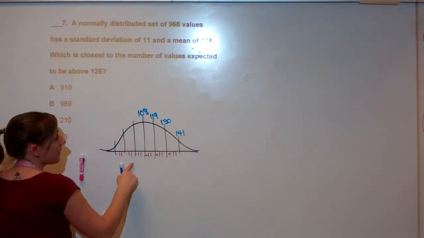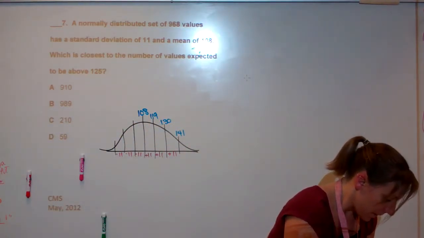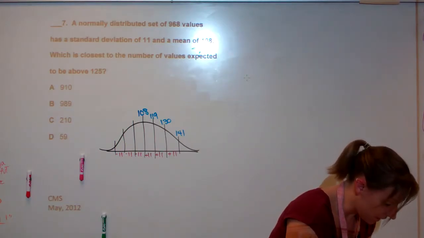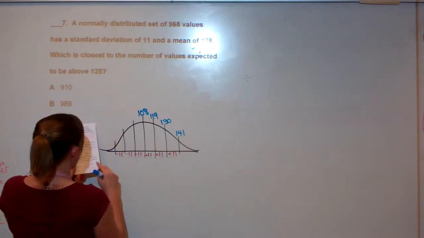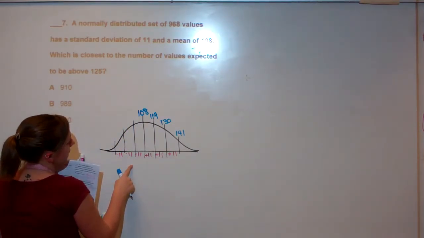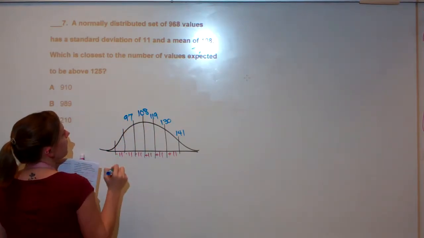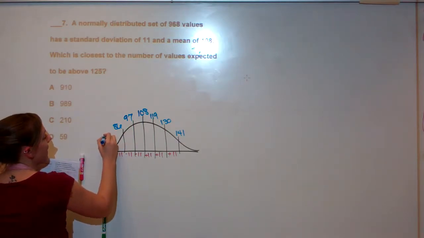If you take away 11, let me see, my brain's just thought about this so much, I'm tired. Alright, so oh, I didn't even bother with this side because of the question, but take away 11 is 97, take away 11 is 86, and 75.